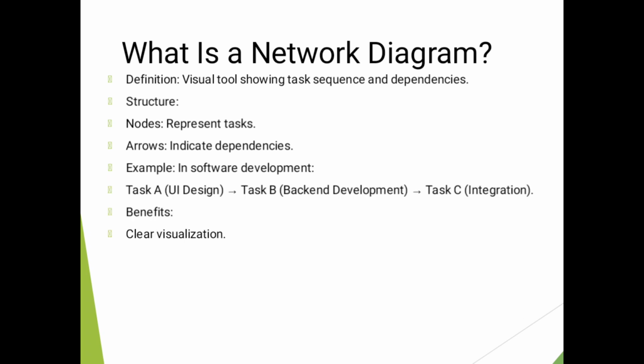An example we have is in software development, where you start from task A, from there you go to task B, and from there you go to task C. The importance of a network diagram is as follows. Number one, there is clear visualization. You are able to clearly see what you're doing. Then it is also easy to give deadlines to different tasks. And at the same time, it is very easy to allocate different resources to different tasks.